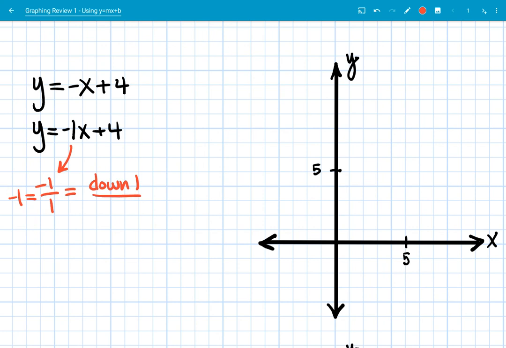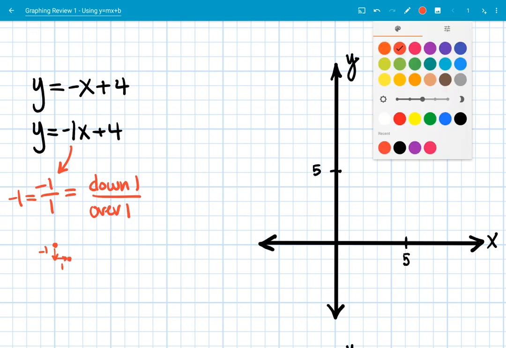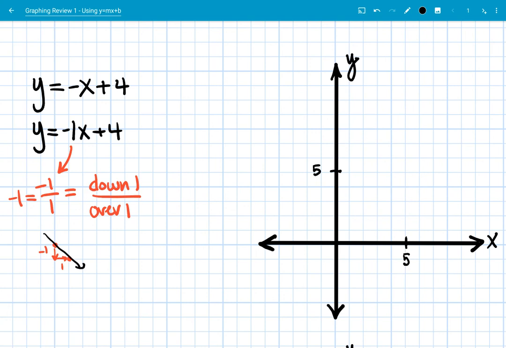And then because it's over a positive 1, it's over 1 to the right. So now I know that from one point to the next, it's going to go down 1 and then over 1. And so that pattern, it's actually a pretty simple pattern. It's going downhill because it's a negative growth rate, but it's not super steep because 1 over 1 is not a really fast slope pattern. And so then once I know what the pattern looks like, I just need to think about where am I going to start? And that's the value of b, which is the y-intercept. And it's 0, 4.